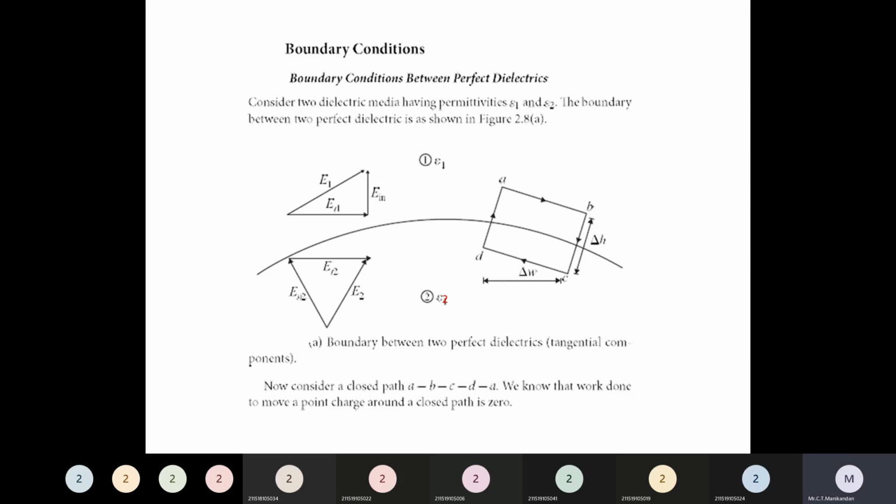Okay, since we have two different dielectric materials, I am not placing the same dielectric materials. That is very, very important. I am placing two dielectric materials one over the other. Epsilon 1 will be the first dielectric, and epsilon 2 will be the other dielectric material here.